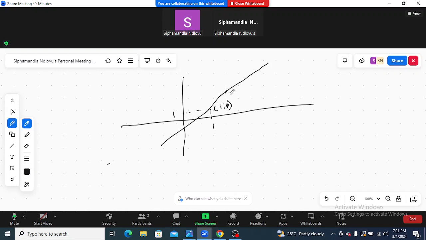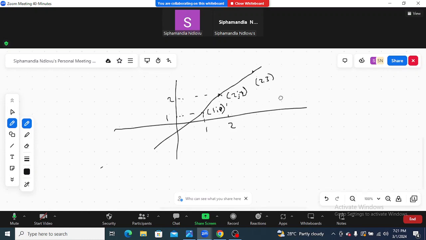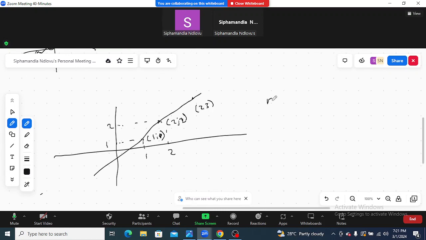Let's say I have another one here, which is maybe 2 and 2. So I have the coordinates of (2, 2). And then maybe I have the other one of (3, 3), right? So if I want to calculate the gradient here, I have to say the gradient is equal to y2 minus y1 over x2 minus x1.